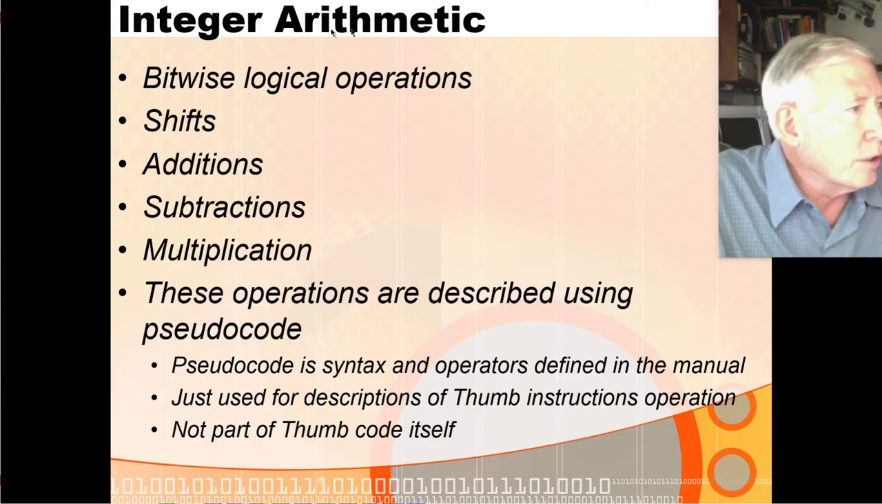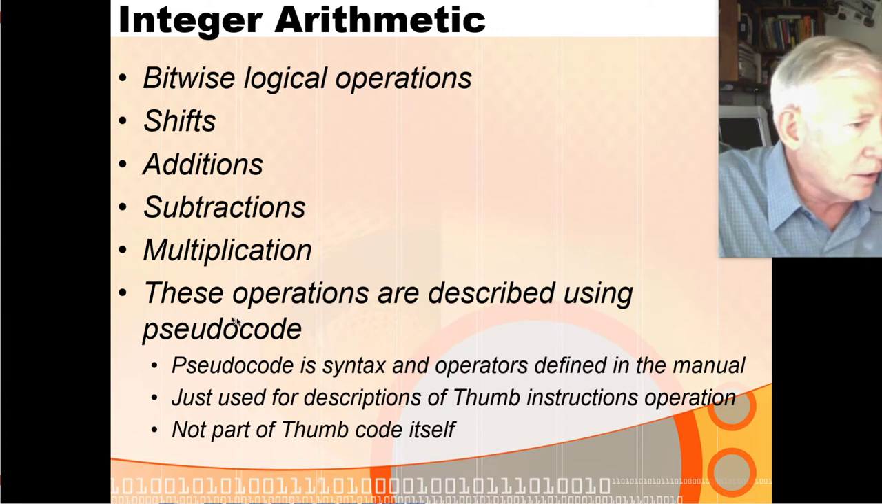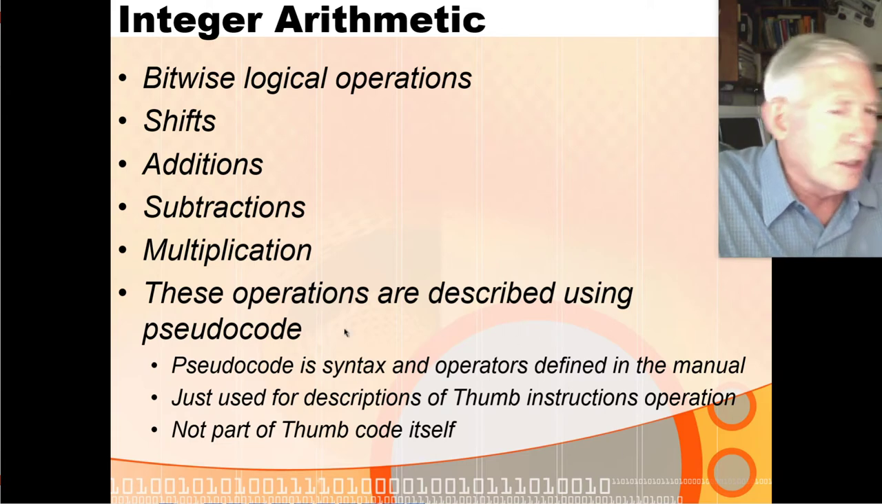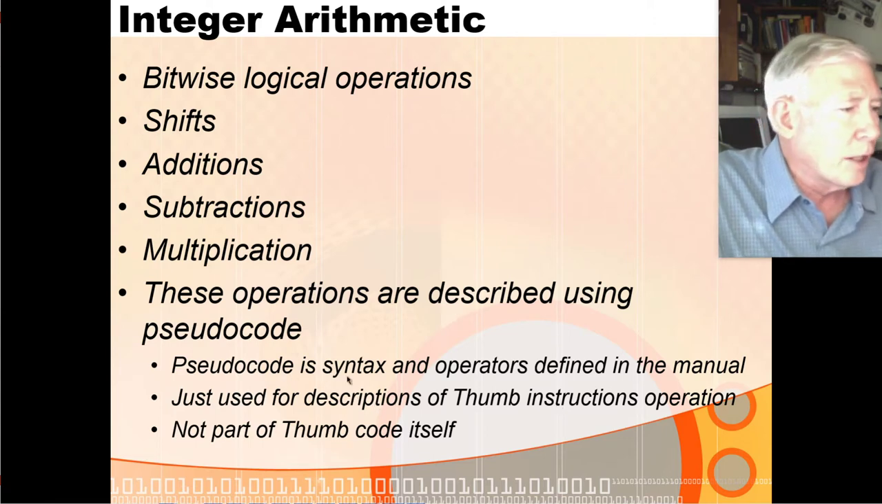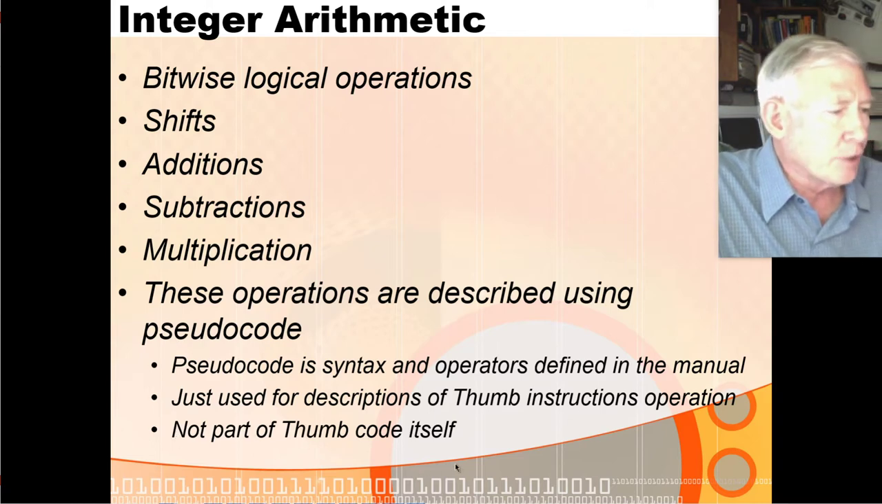So for integer arithmetic, you can do bitwise logical operations, shifts, additions, subtractions, multiplication, and then in the manual they'll describe these operations using pseudocode. Pseudocode is just syntax and operators defined in the ARM manual, and it shows you how these instructions actually work. But it's not actually part of the thumb code.